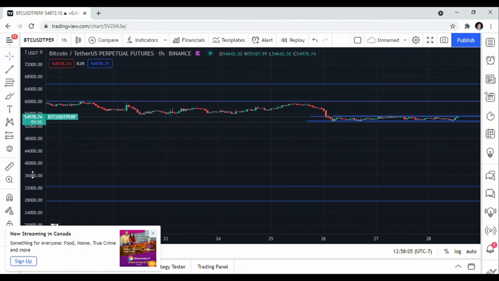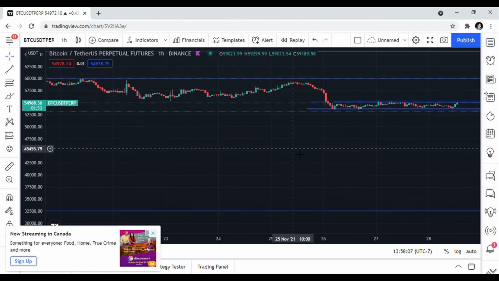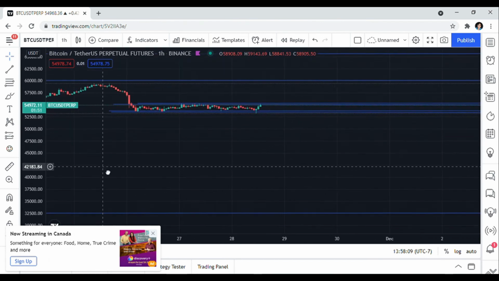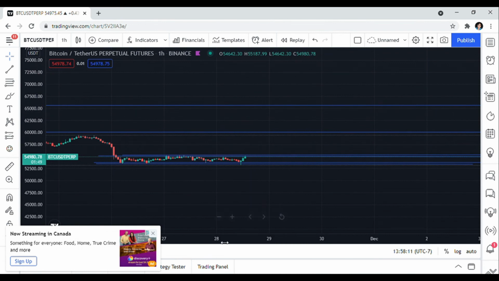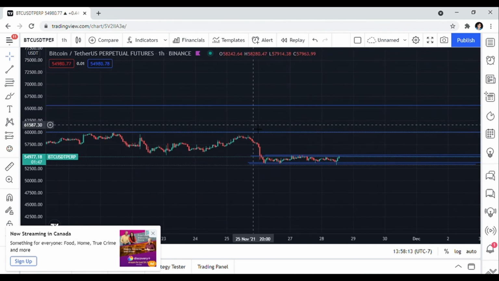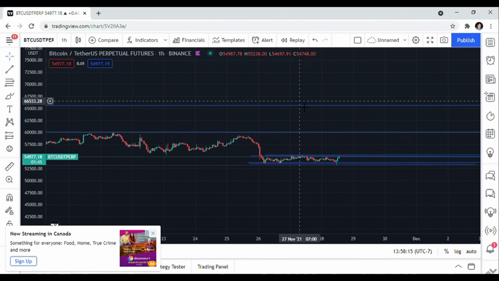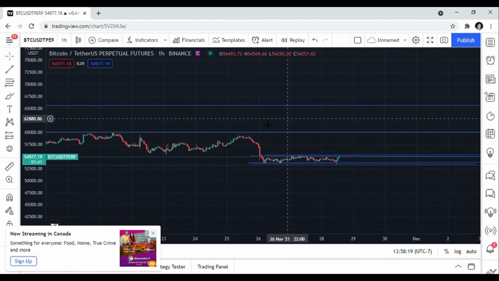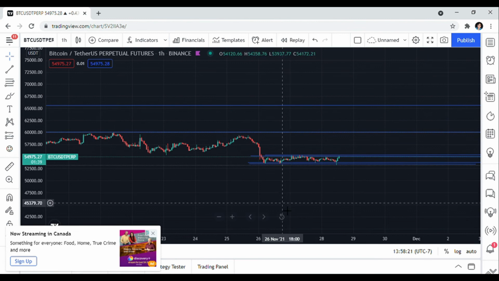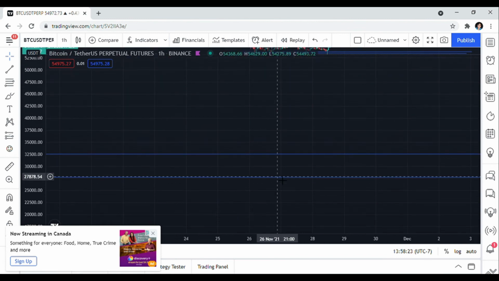So if I zoom out, I can now see that these two lines are actually the resistance that we drew on the weekly time frame. These are the resistance lines that we drew. And then if I go down here, I can see that this is the support area.